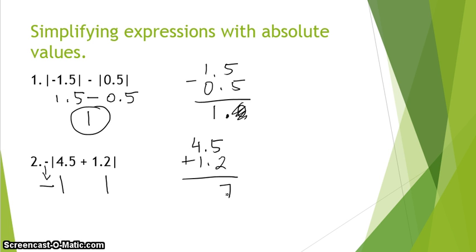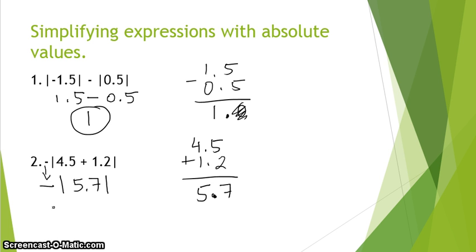So 5 plus 2 is 7. Bring your points straight down. 4 plus 1 is 5. So what you end up with inside the absolute value symbols is 5.7. Now, how do I take care of this? Well, this negative sign, if it confuses you, just think opposite. What is the opposite of the absolute value of 5.7?